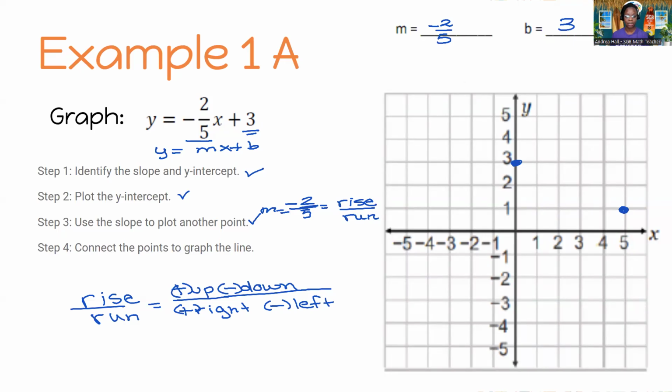Okay, I'm going to go ahead and use my straight line feature and connect the dots, kind of like what you did when you were kids. And that's how I graph y equals negative 2 over 5x plus 3. All right, go ahead and write that down in your notes. Write down any helpful hints that you need.